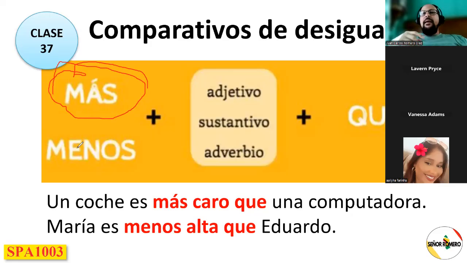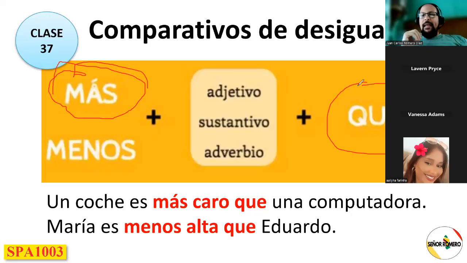Juan es más alto que Pedro. Más, you can see here on the screen, means more, and que means than. So, Juan es más, more, alto, tall, que Pedro, than Pedro. Juan es más alto que Pedro.